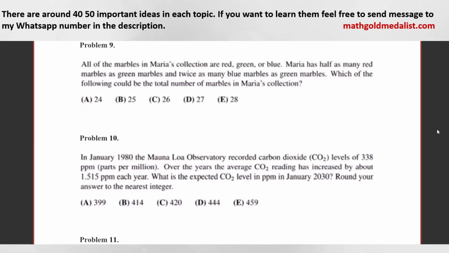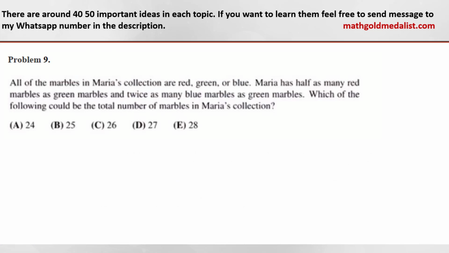Now let's try problem 9. Okay, problem 9. All of the marbles in Maria's collection are red, green, or blue. Maria has half as many red marbles as green marbles. Okay, so we can say R is equal to 1/2 times G.